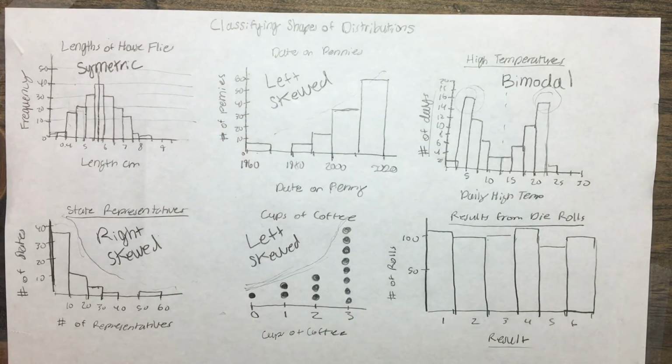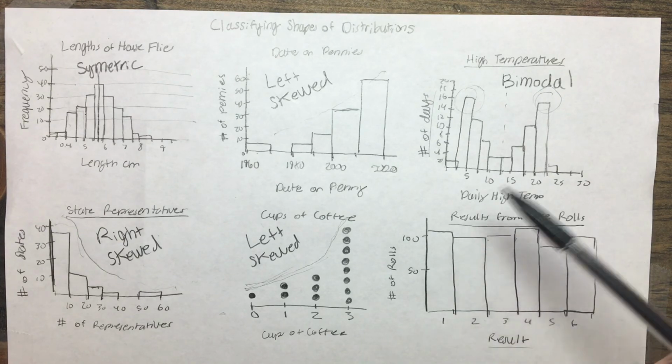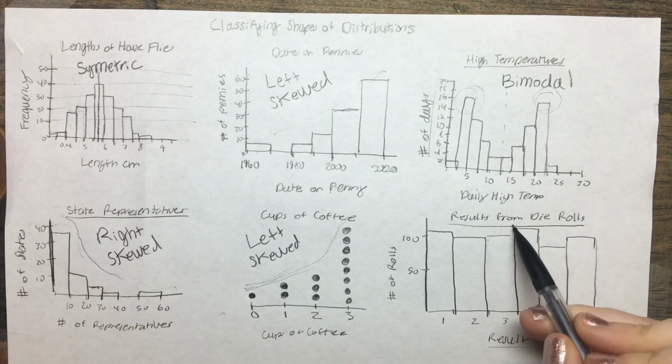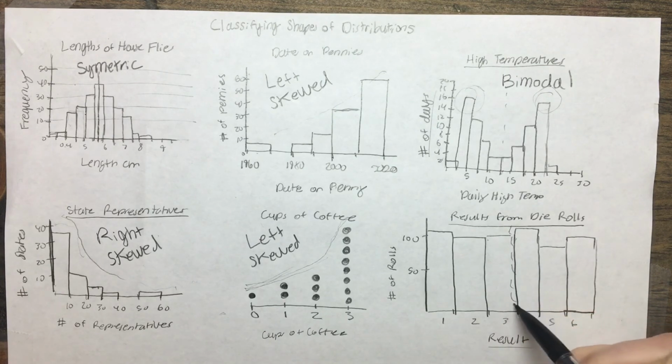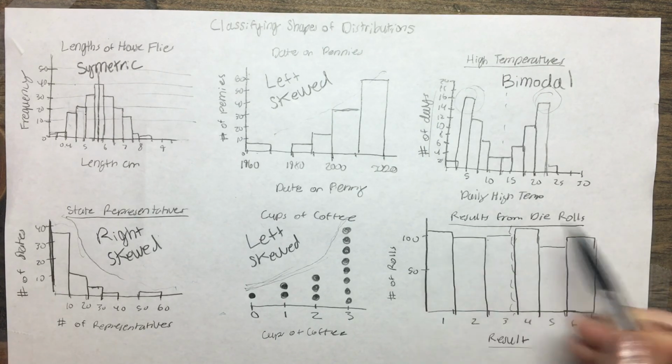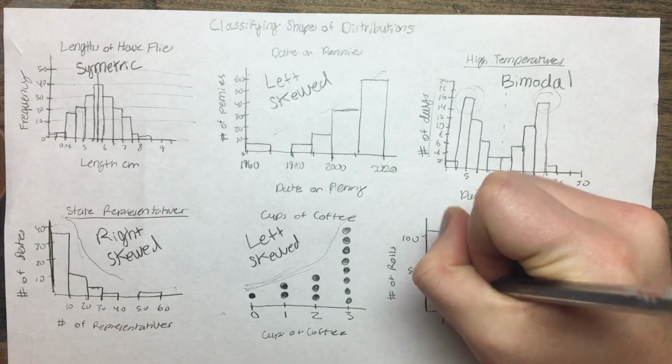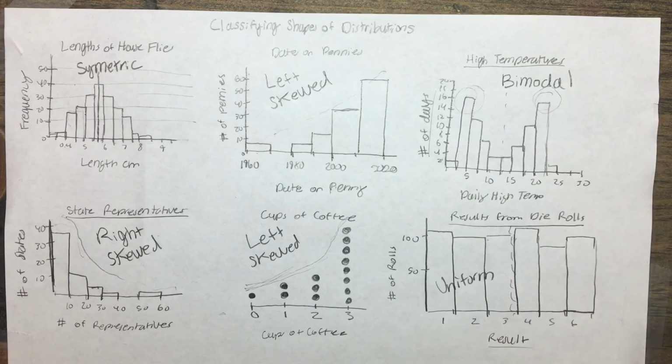And then let's see, we have our last graph right here, results from die rolls. So the results is on the x-axis and the number of rolls is on the y-axis. And there's a lot of things about this graph. It does look roughly symmetric. If you do the line of symmetry right here, both sides are pretty much symmetrical towards each other, but it would make more sense to say that it was approximately uniform. So I'm going to write uniform right here, because really they're all around 100 die rolls.